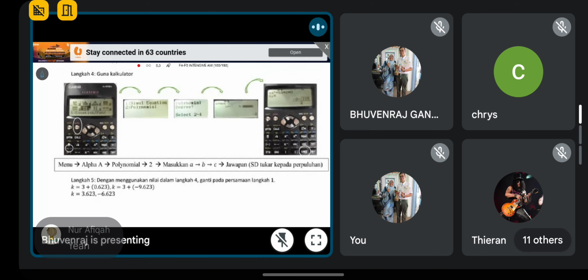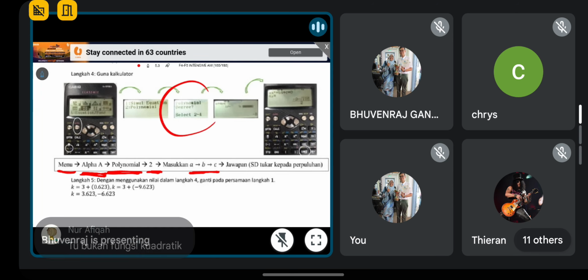Okay. This is the step, guys. For anyone who has this calculator, ini adalah cara kita guna calculator untuk cari 3 pemboleh ubah yang kita tak tahu, the 3 unknowns. First one menu, second one alpha A, polynomial 2, tapi tak ada yang ketiga.